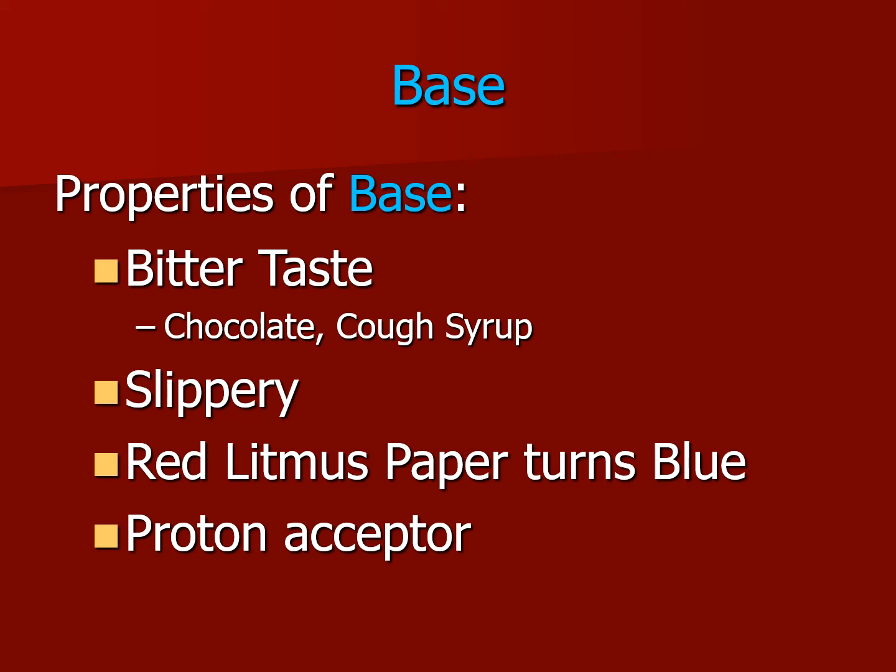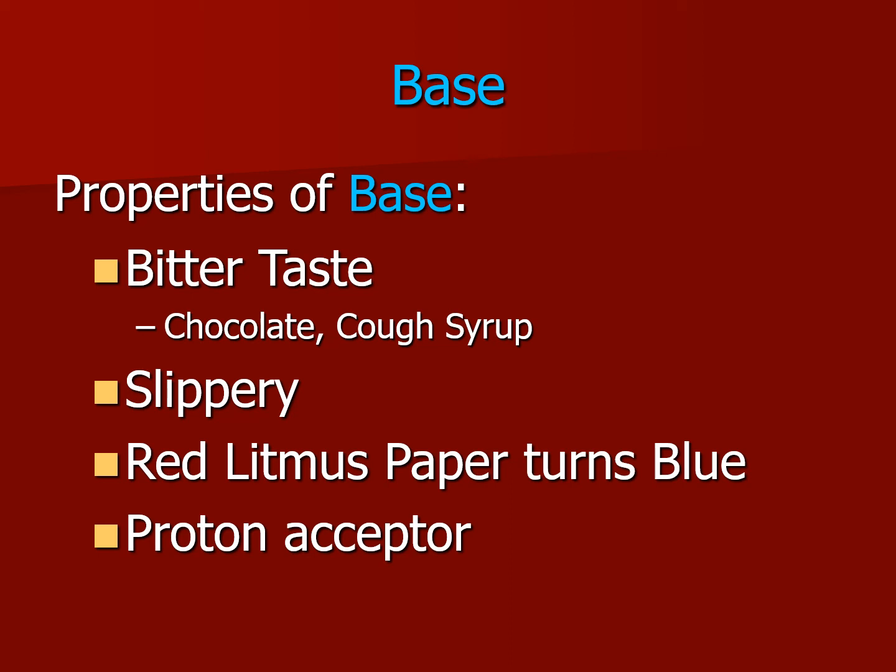Now, back to litmus paper. This one's kind of weird because on this one, remember I told you different kinds of litmus paper. This one, you start with a red litmus paper, and if you stick it in something with base, it makes it turn blue. Okay? And the last little thing is as a proton acceptor.